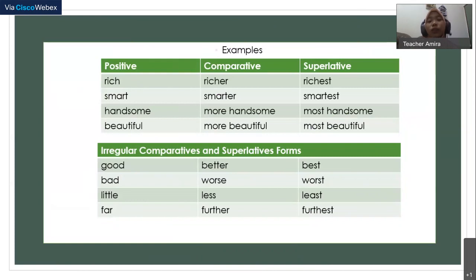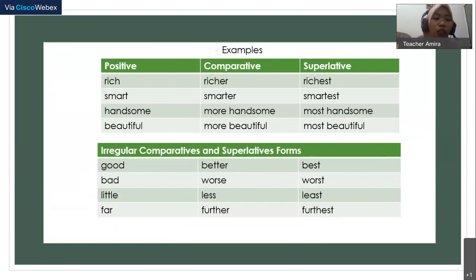Okay. Now, we also have irregular comparative and superlative forms. Just now, they don't follow the patterns. Now, we have irregular ones too. Language is flexible. So, you have to have a wide vocabulary to ensure which words follow the pattern, which words do not follow the pattern, and which words are irregular comparative and superlative forms. In this case, I have a few examples for you.